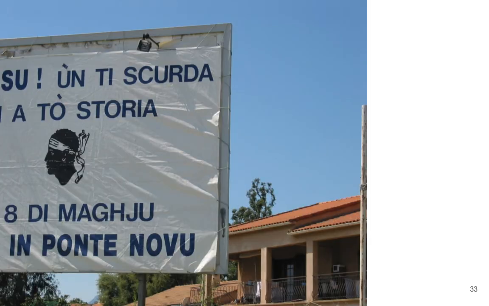And this kind of weird picture, I was driving by in Corsica, and this was a billboard for an independence rally on the 8th of May, and you can see it's in Corsican, which isn't English. It's not French, although they are administered by France. They are a province of France, just like the rest of France, but they have their own language. That's not Italian, it's not French, it's Corsican. And they're having an independence rally in Ponte Novo, which means new bridge.